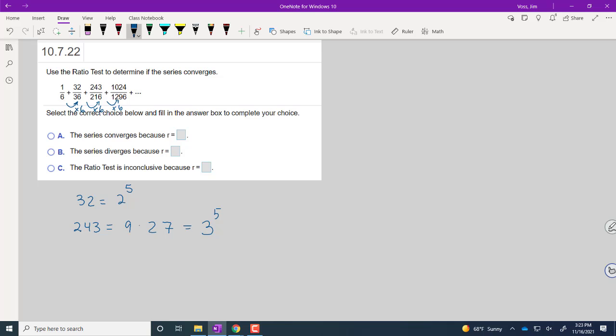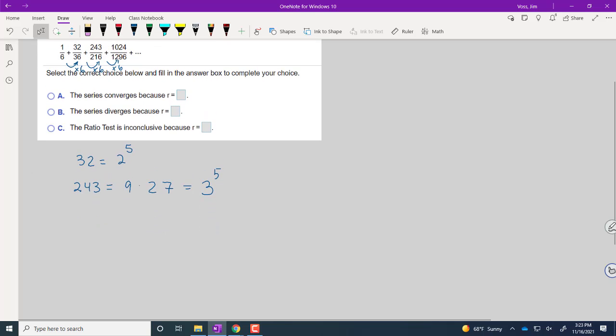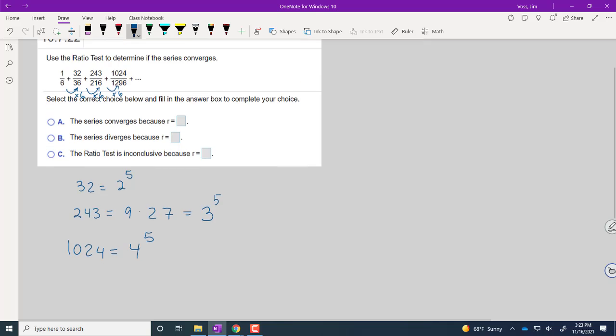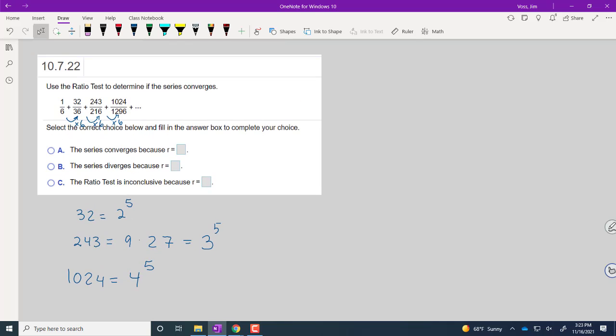Now we probably see the pattern. To confirm the pattern, what are we expecting 1024 to be? 4 to the 5th. Let's just double check. Type it in your calculator, 4 to the 5th. Just to confirm it, so our k will start at 1, go to infinity, and we have k to the 5th divided by 6 to the k. So that would be our a sub k.